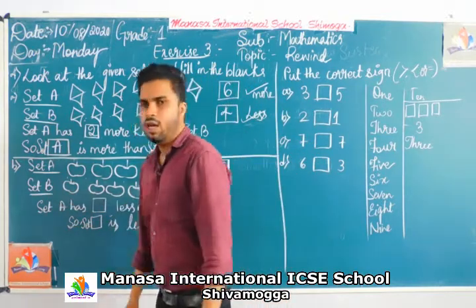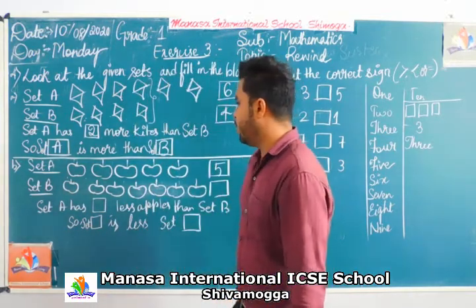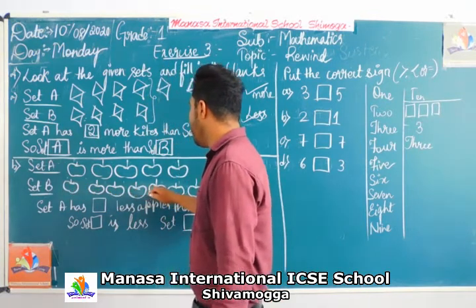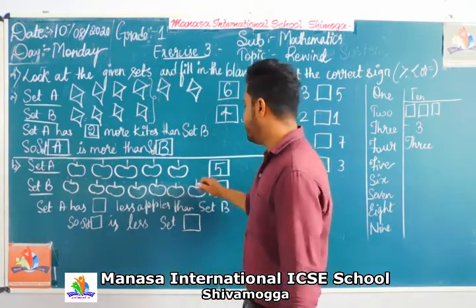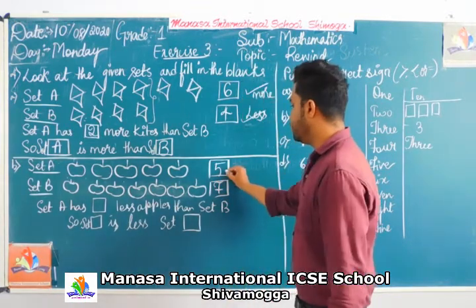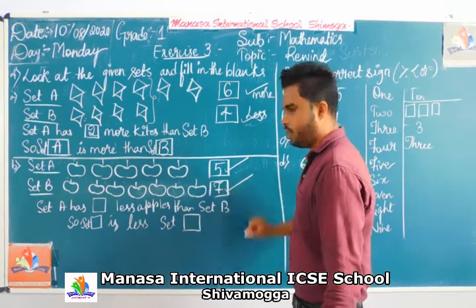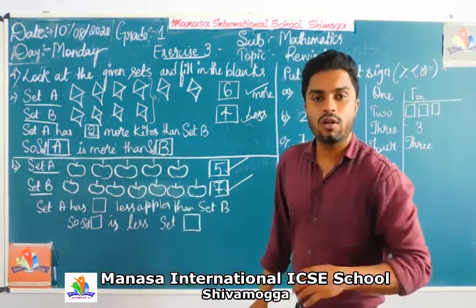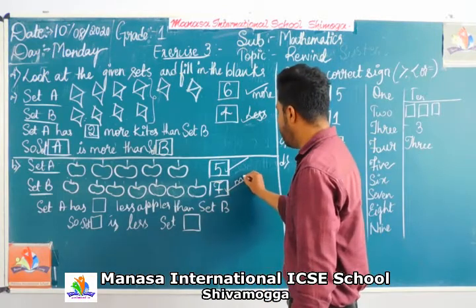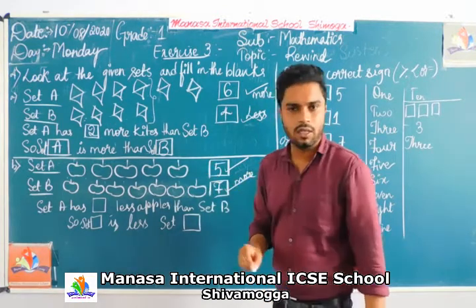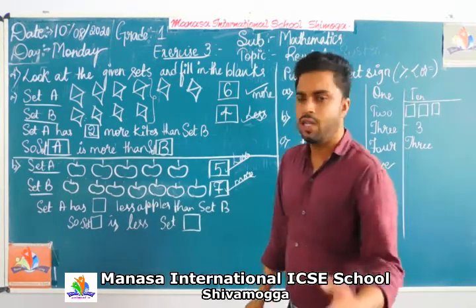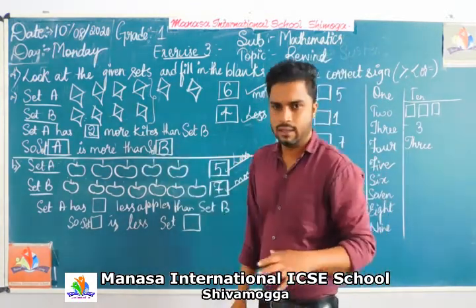Now, set B. Just count set B. So, 1, 2, 3, 4, 5, 6, 7. 7 here. So, this is 5 and this is 7. By looking at this, which is more? 7 is more. That is, set B is more when compared to set A. Set A is what? Less.